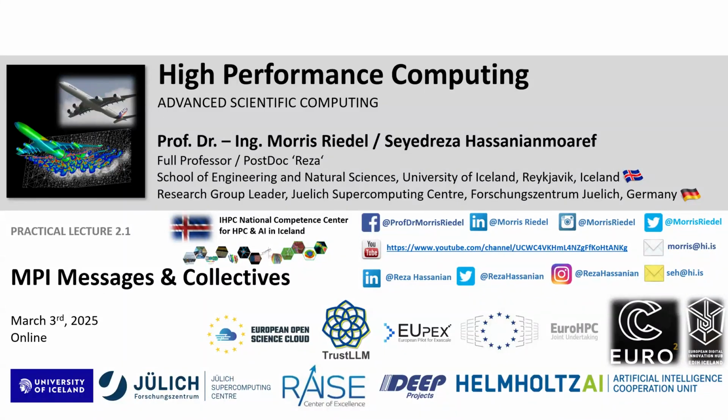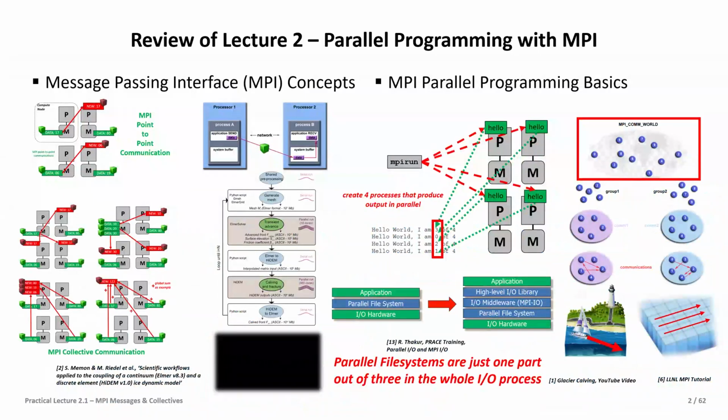Today we have our practical lecture 2.1 all about MPI messages, collectives, communicators, and Cartesian communicators in the end. So it's quite a comprehensive lecture that also complements what we learned the last time. Let's go a little bit into this, but here we see some conceptual aspects of the message passing interface. And this is something I will also demonstrate a lot today.